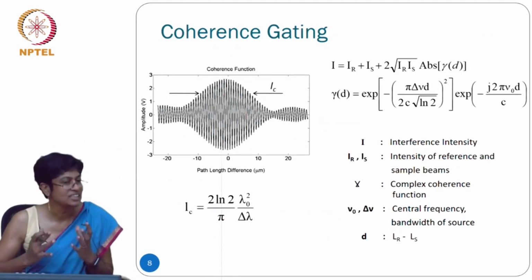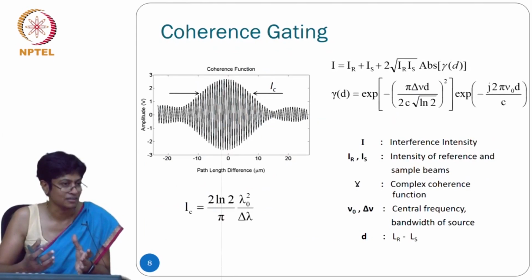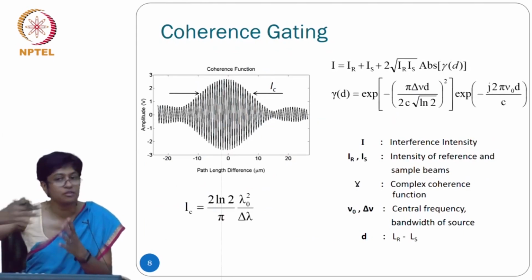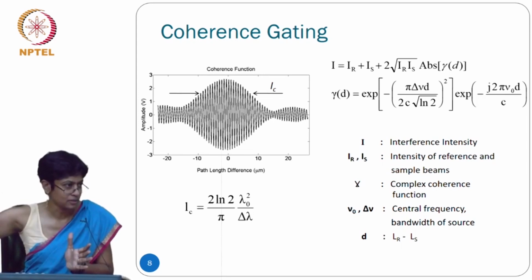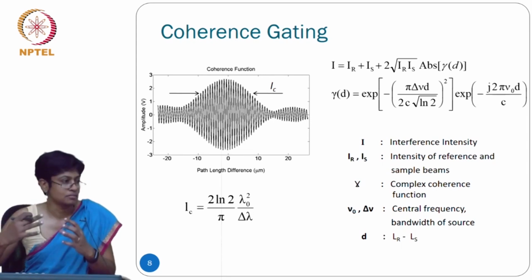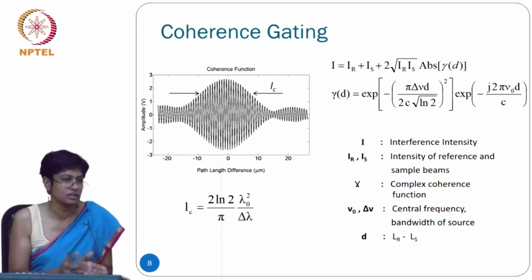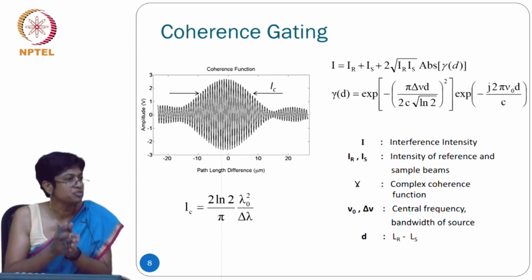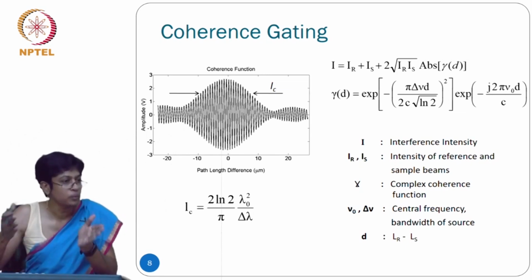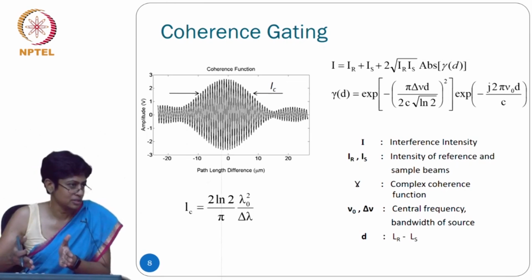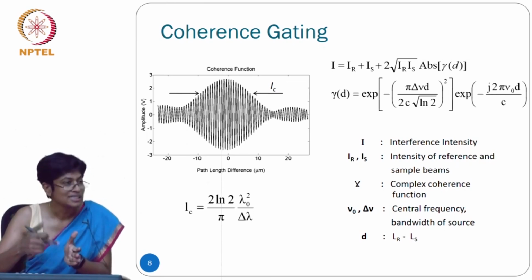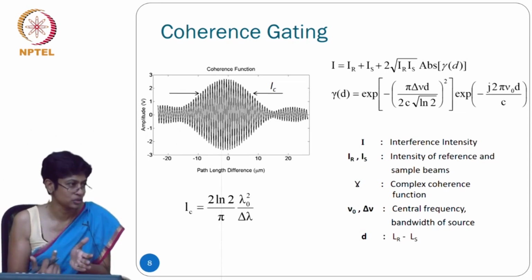So that's what this is talking about. This technique is called coherence gating. Although you have light coming back from a large depth, the signal of interest, the signal that you're going to use, is gated by the coherence length of the source. You get useful signal only where the path length difference is matched, and that is going to be decided by the coherence length of your source, right?